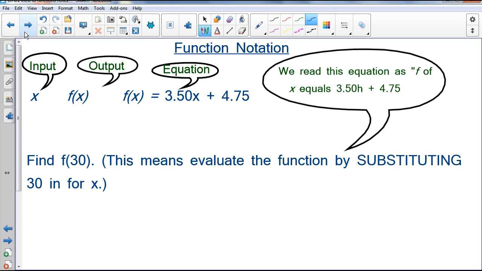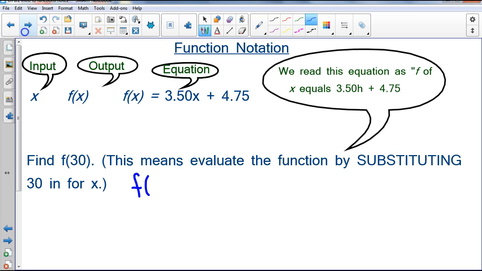What's the new result? Your equation is your standard equation with x and y in it, but instead of y, we now have f of x. So we read this equation as f of x equals 3.50h plus 4.75. So we need to find f of 30. This means evaluate the function by substituting 30 in for x. So what they're asking you to do is, how much money are you taking home when you work 30 hours? That's what we need to figure out.